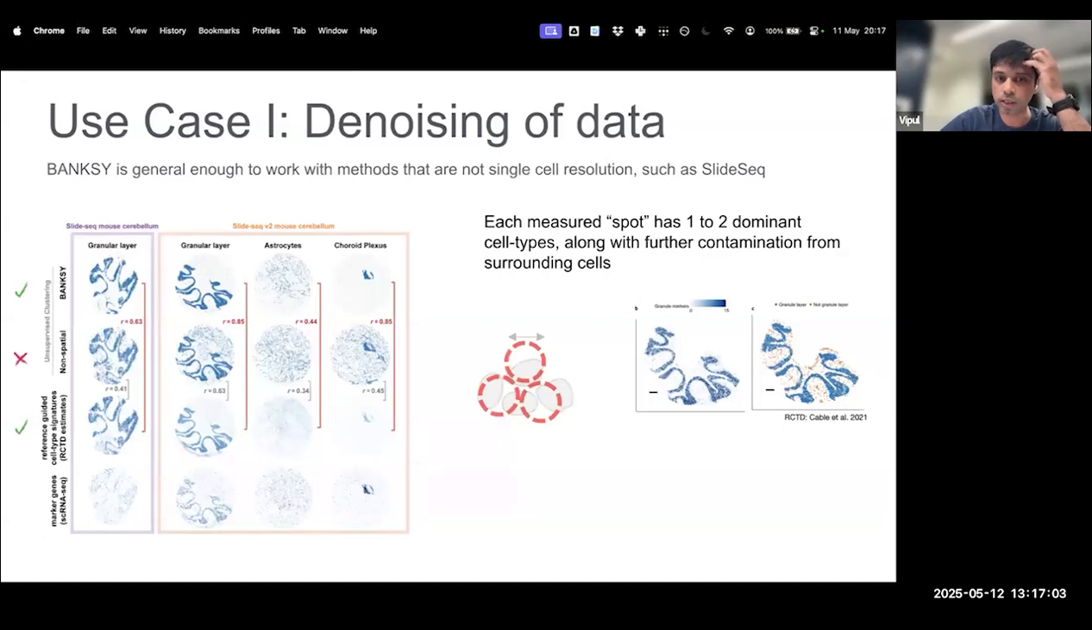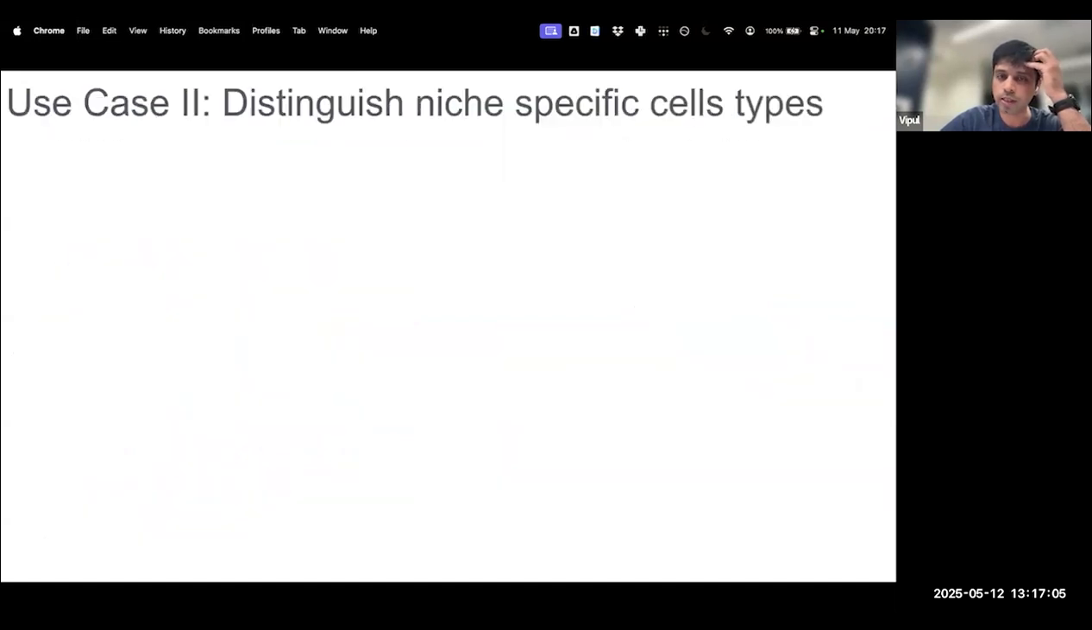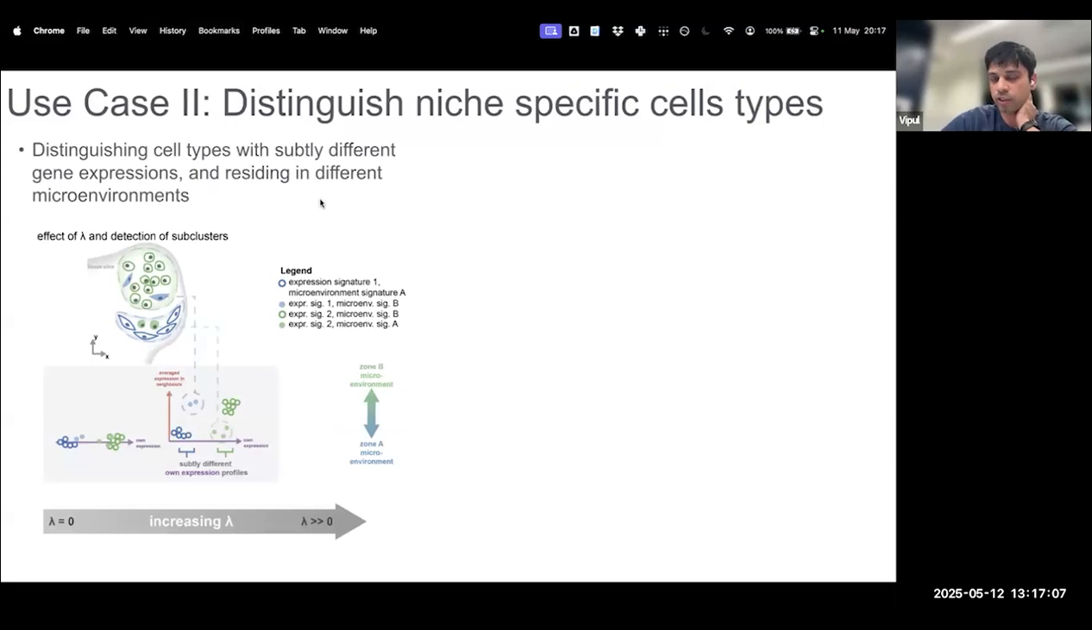That was one use case, denoising data sets. Another use case is defining niche specific cell types. And this is one of my favorite use cases, because I think in general in the field, people tend to identify spatial clustering with domain segmentation only. So when people think spatial clustering, they think domain segmentation, but that's not true.